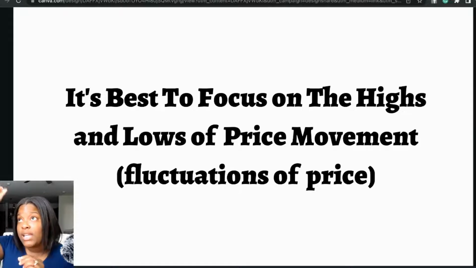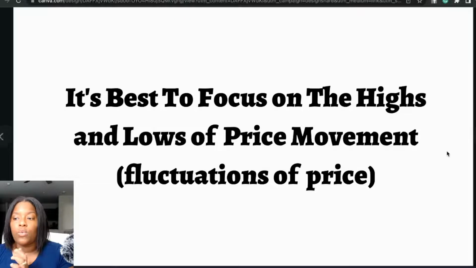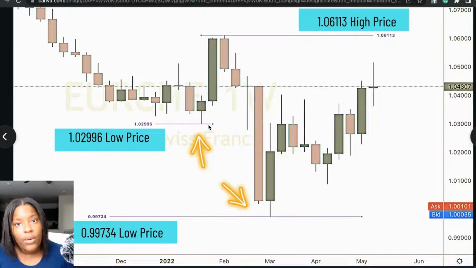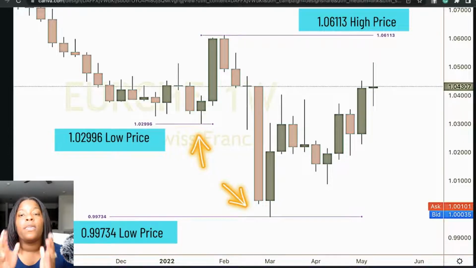Those individual candlesticks at the highest peaks and the lowest peaks are really what you want to focus on. You don't want to focus on that full price chart. You don't want to focus on every single candlestick. You really got to focus on the fluctuations.